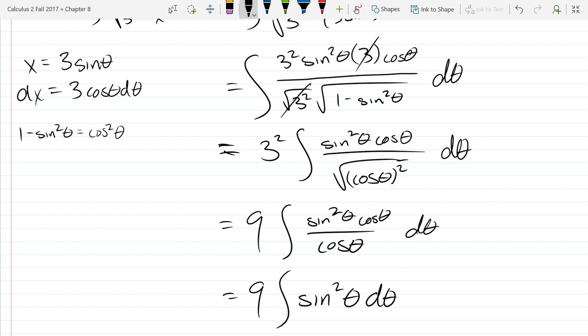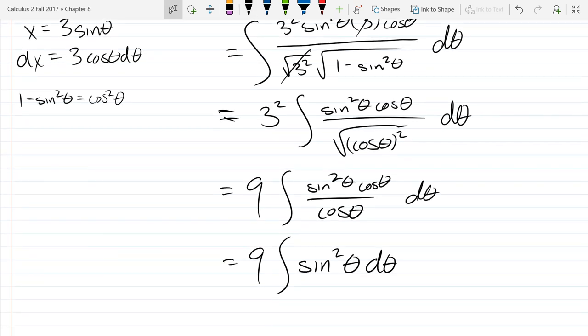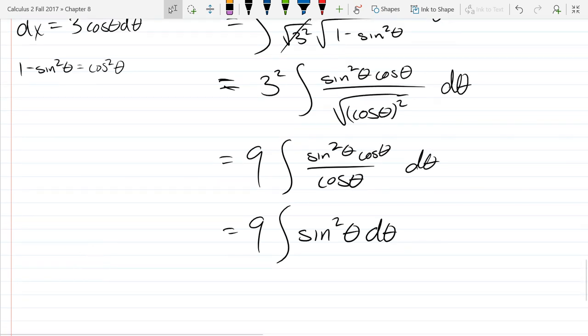How do we integrate sine squared? We just learned this last chapter, or last section. So we're going to use the double angle here. Is it an even power of sine? If it was odd, I could take out basically an even number of them and write them as a 1 minus cos squared, and then the one left over would be for my u sub. But this is even, so I have to use that identity.